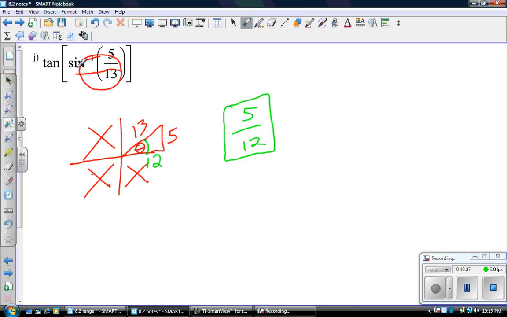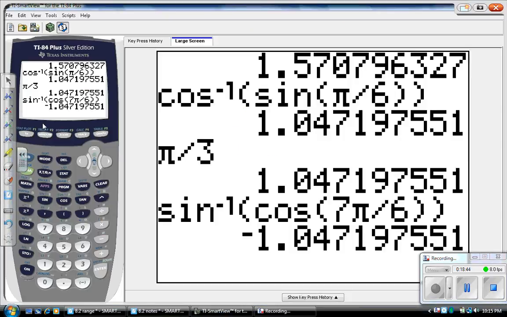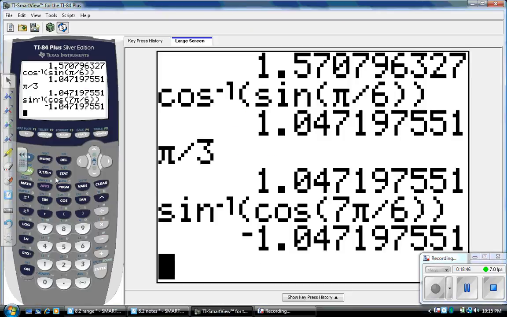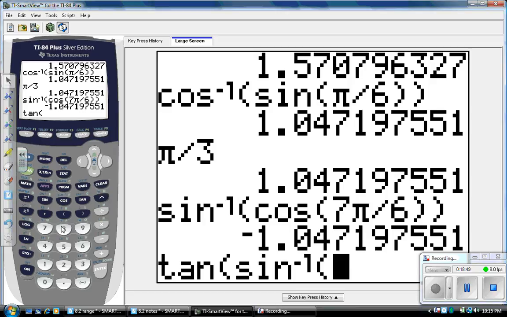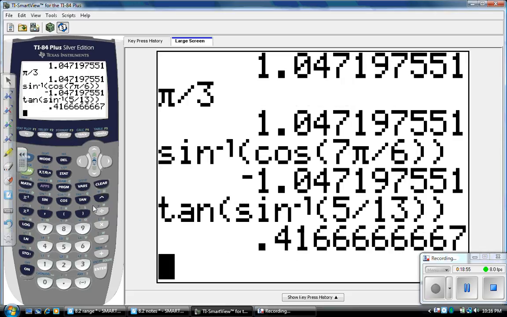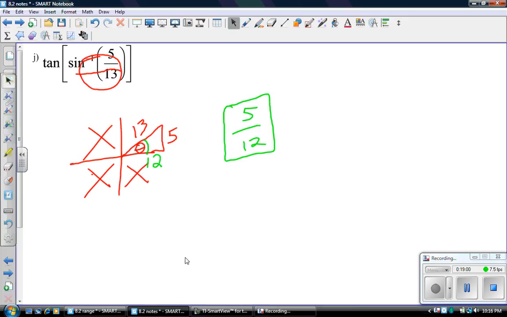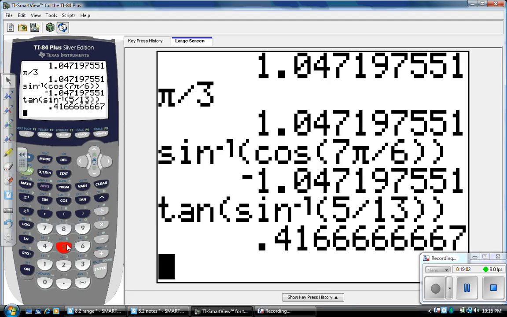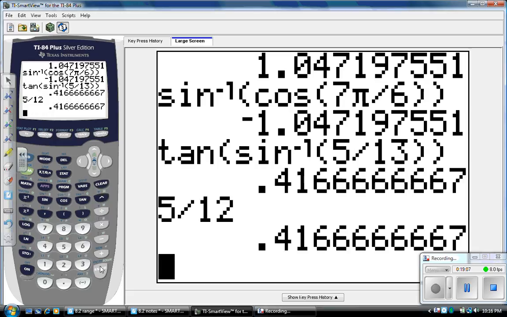And again, this one you can actually check on your calculator as well, even though it's not a special one. So it's the tan of the inverse sine of 5 over 13. And it gives me 0.416 repeating. And I thought the answer was 5 over 12. Well, 5 over 12, there we go, is, go figure, the exact same thing. So it did work out.